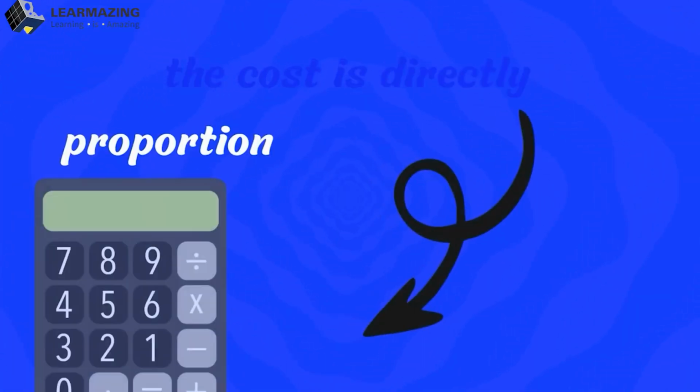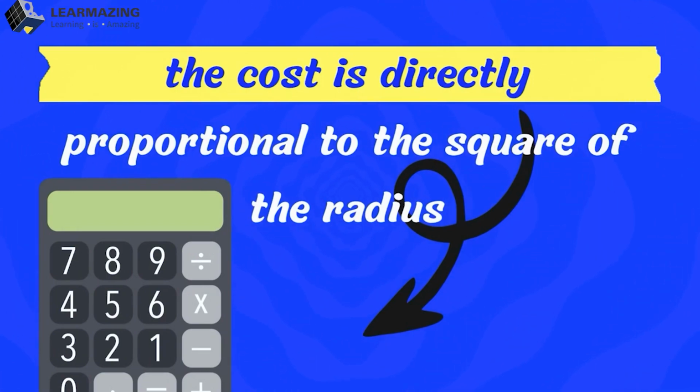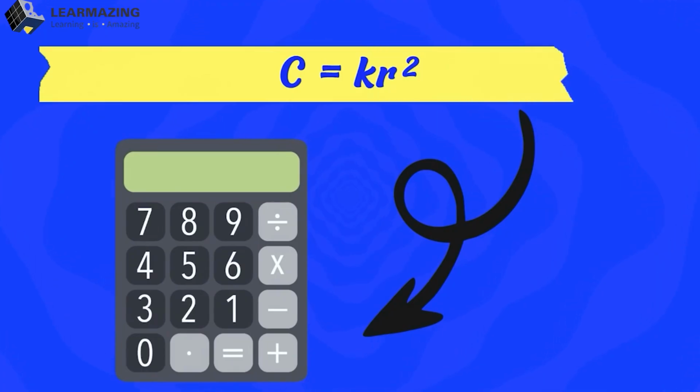Make your own equation if they give you a scenario. If they say the cost is directly proportional to the square of the radius, that would be c equals k multiplied by r squared, and plug in a value. Do not overthink these types of questions.